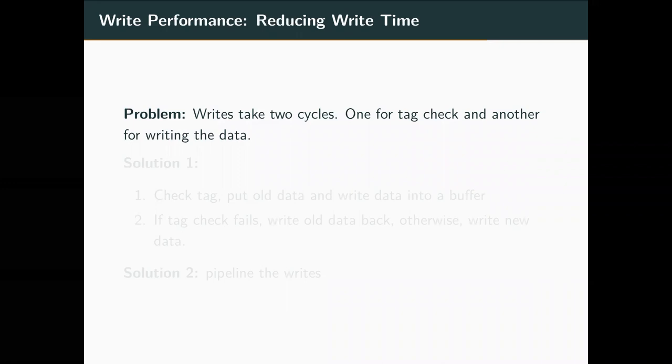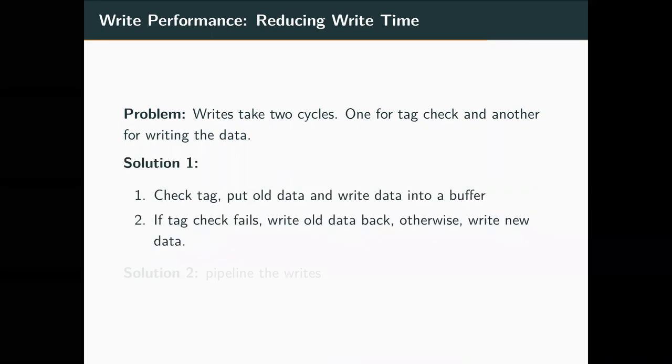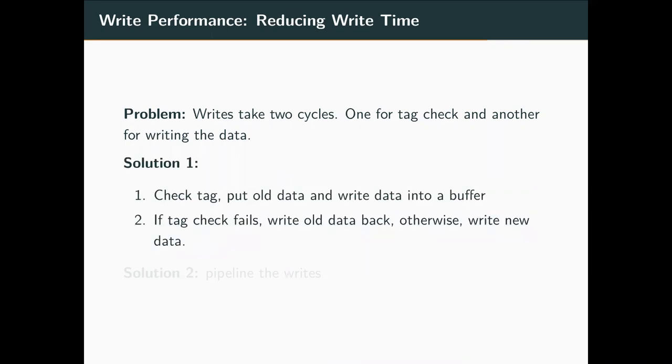So that's going to take two cycles. One for the tag check, the other for writing the data. And there's different solutions to solve this, one of which is check the tag and pull out the old data into a buffer and pull in the write data into a buffer as well. We have two buffers. And if the tag check fails, write back the old data from the old data buffer. Otherwise, write the new data from the new data buffer.